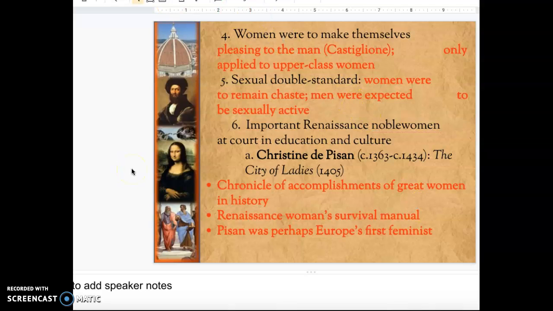You can also add to your outline information on her that she was perhaps Europe's first feminist. Now remember, a feminist could be male or female. These are people who are usually trying to support more rights for women. So she was well ahead of her time with her writings, of course, focusing on women. So definitely want to study her as a leading female author of the Renaissance.